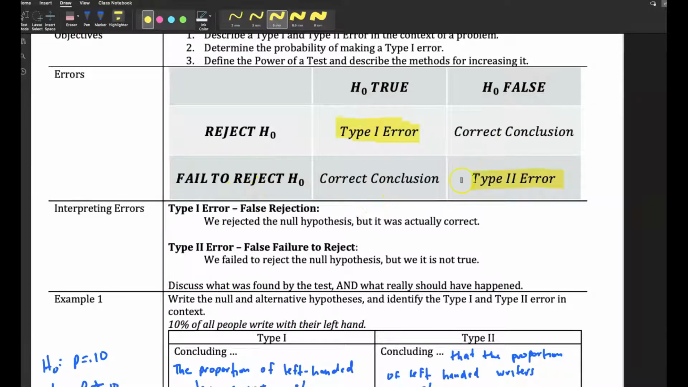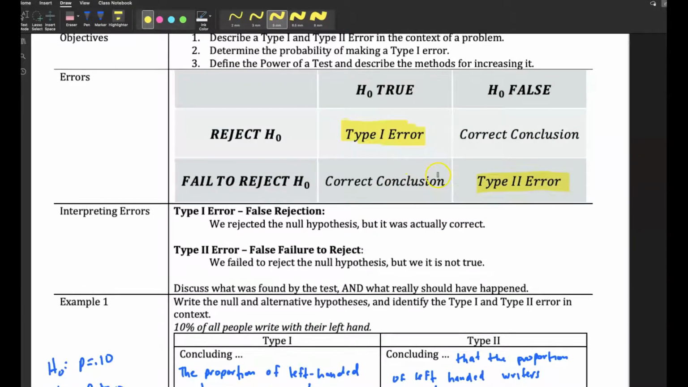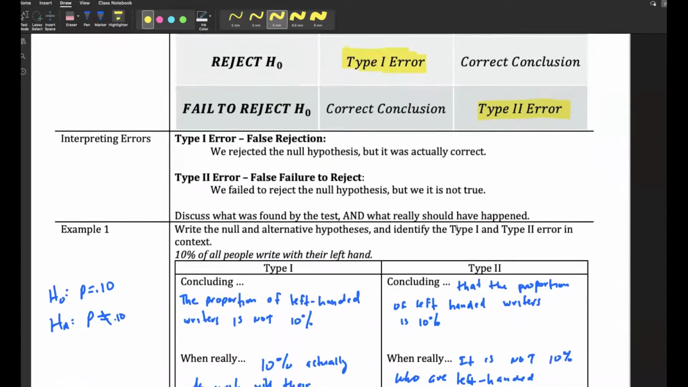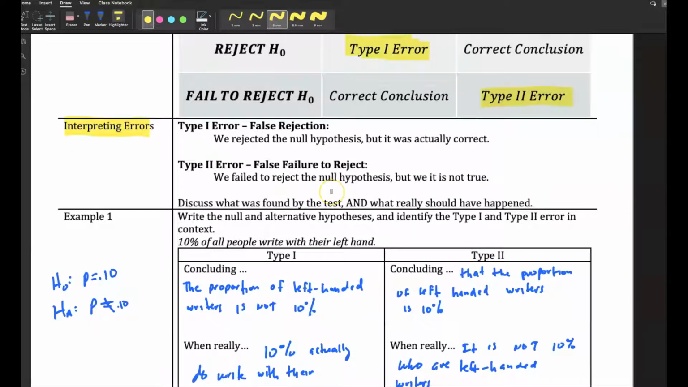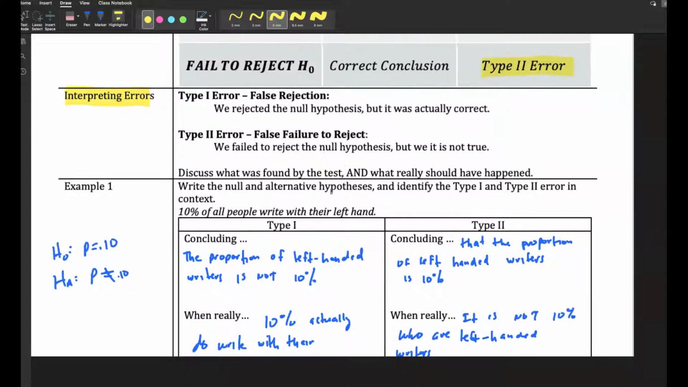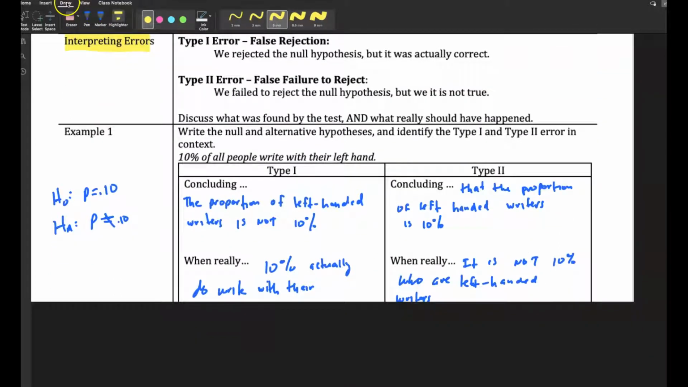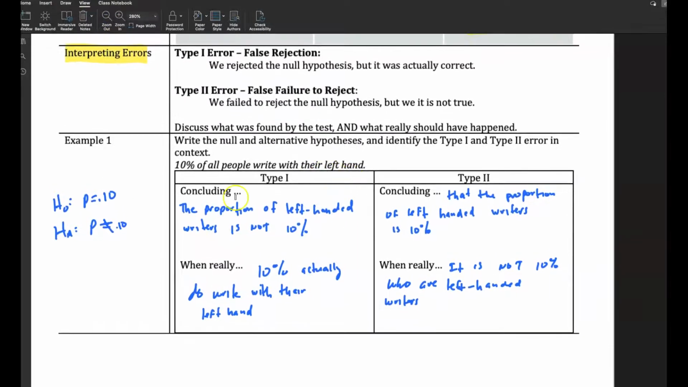And so we have these situations in the real world. There are four situations that occur. Type 1 and Type 2 errors are when we make decisions that are incorrect. And that's this idea of interpreting the errors, and so you have it here in writing. We rejected the null hypothesis, but it was actually correct. We fail to reject when it's not true. And so we have some specific situations here that we can examine, putting it into context.